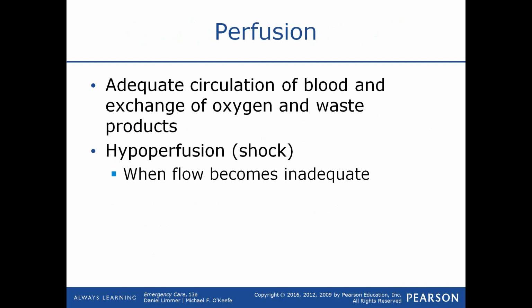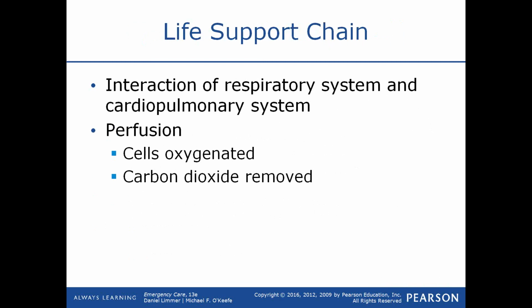Perfusion refers to adequate circulation of blood for the exchange of oxygen and waste products. So adequate perfusion means that freshly oxygenated blood flows to an organ, through an organ, and exits oxygen poor and full of waste. Hypoperfusion is the term that we give for shock. Hypo, not enough; perfusion, not enough blood flow to your tissues. So when blood flow becomes inadequate, it's known as hypoperfusion or shock. And there's a variety of different types of shock that we'll discuss later.